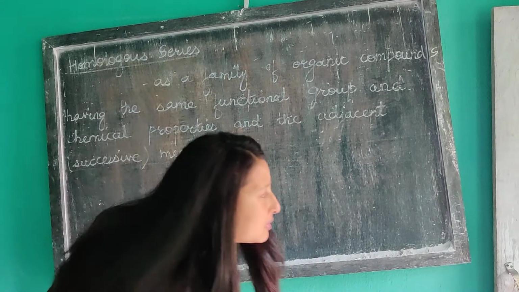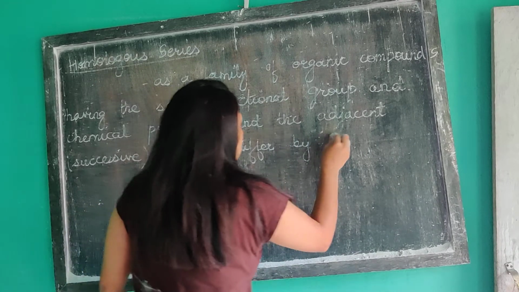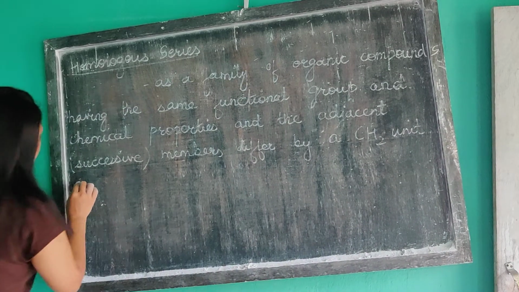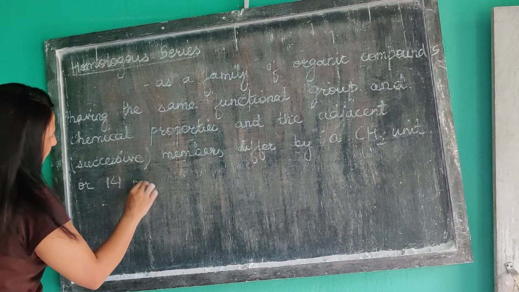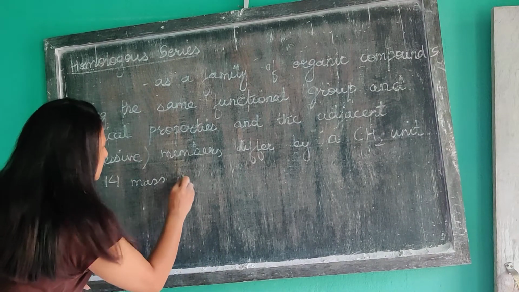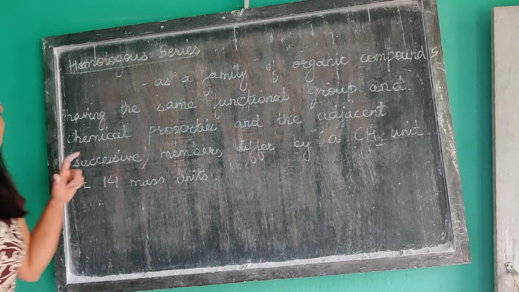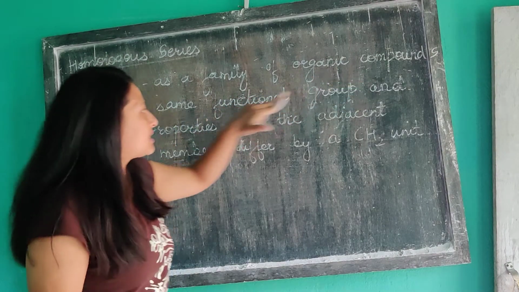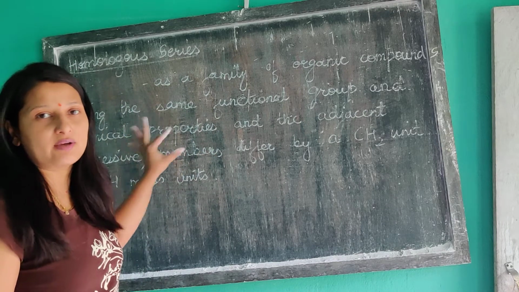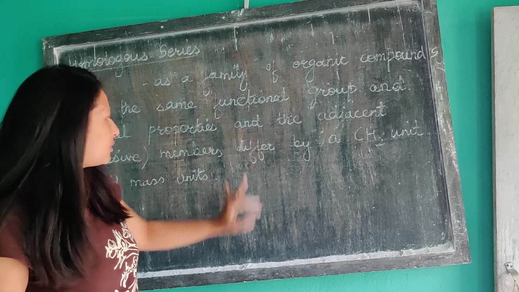Adjacent members differ by a CH2 unit or 14 mass units. This is the definition of a homologous series. Here, the organic compounds having the same functional group are placed in the same family, and since they have the same functional group, they will have the same chemical properties, and the adjacent members differ by a CH2 unit.